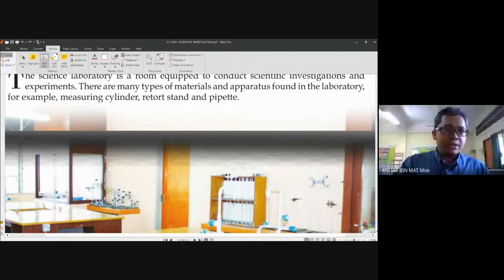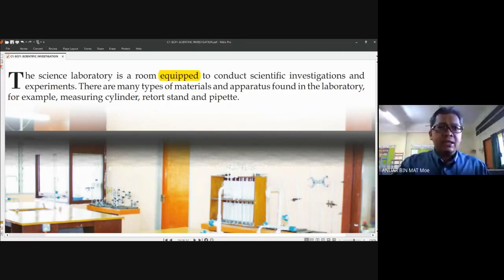It means a room equipped to conduct scientific investigation. Like I said earlier, it's a special room that has all the equipment we need in order to carry out the activity or the experiment. Scientific investigation or experiment. And there are many types of material and apparatus found in the laboratory, for example the measuring cylinder, and we go through this after this.